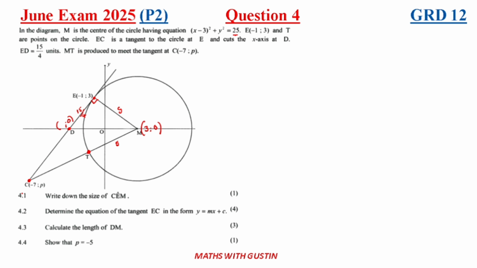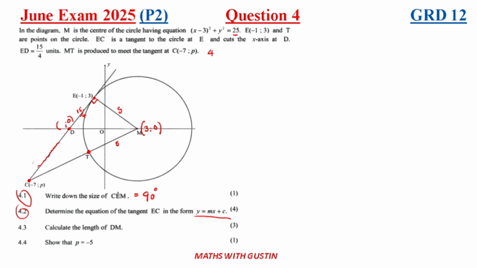So let's go to 4.1. Write down the size of E, which is this angle here. They've already told us that it's a tangent, so therefore it's perpendicular. They just said you must write it, so it's just going to be 90 degrees. Okay, and then they said 4.2: determine the equation of the tangent EC in this format. All right, the equation of this line here, which is the tangent line EC. So this is the equation of this line.